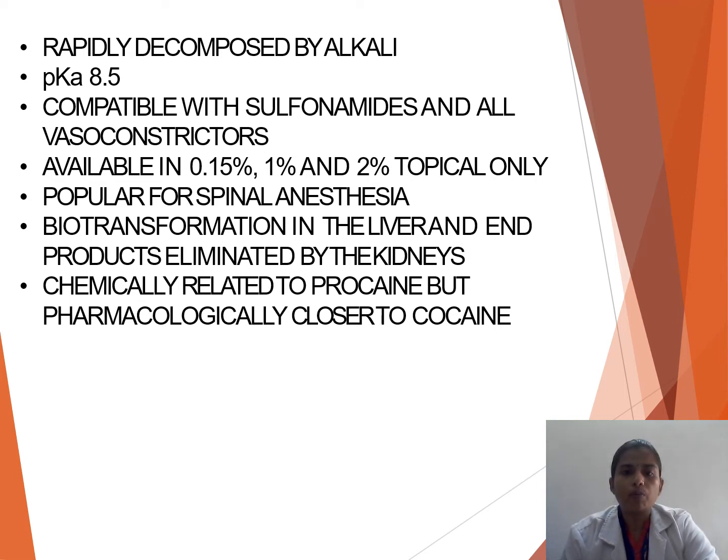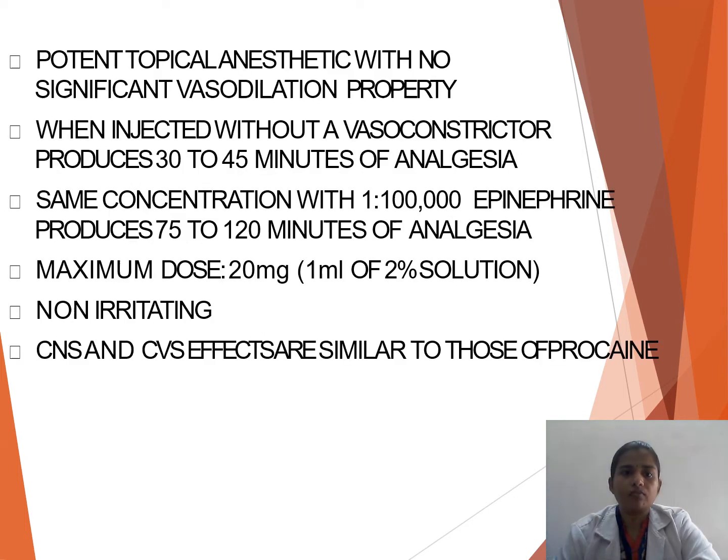It is available in 0.15%, 1% and 2% concentrations, topical only. It is popular for spinal anesthesia. Biotransformation takes place in the liver and end products are eliminated by the kidneys. It is chemically related to procaine, but pharmacologically it is closer to cocaine. Tetracaine is a potent topical anesthetic with no significant vasodilatation property.